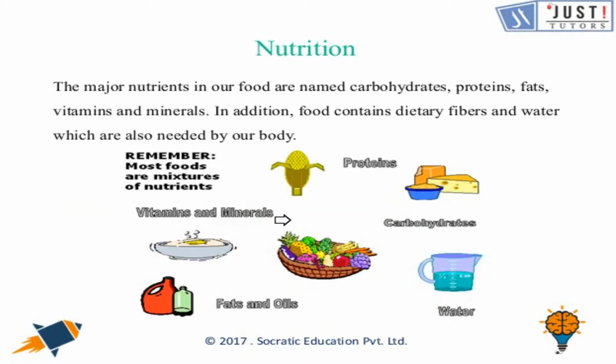So as we can see, the major nutrients in our food are carbohydrates, proteins, fats, vitamins and minerals. But the point is how we can know which nutrient is present in which food. So let's check that on the next slide.